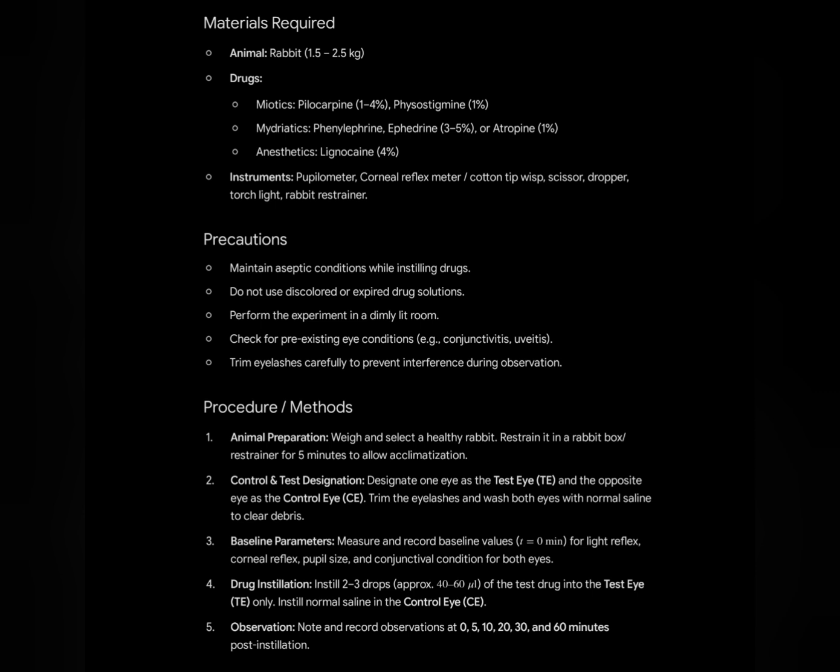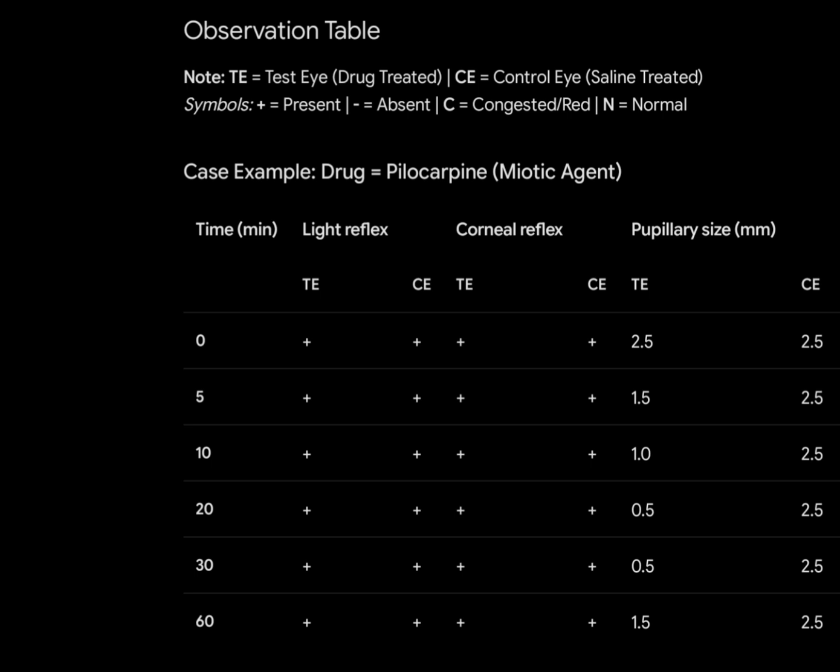Observation: note and record observations at 0, 5, 10, 20, 30, and 60 minutes post instillation. Observation table: TE stands for test eye, drug treated. CE stands for control eye, saline treated. Symbols: plus for present, minus for absent, C for congested or red eye, N for normal.